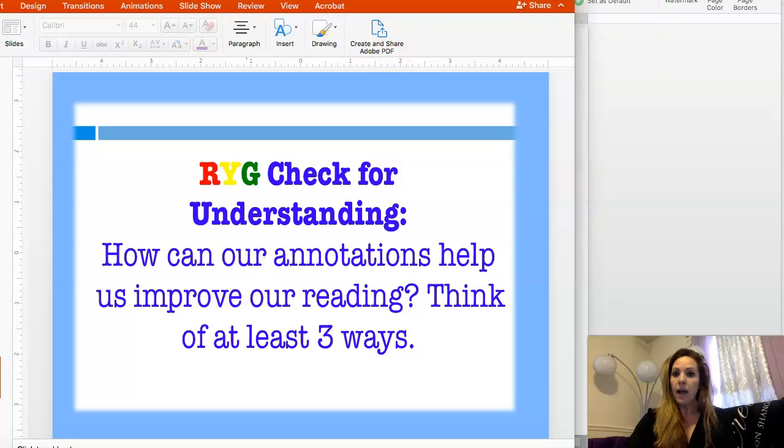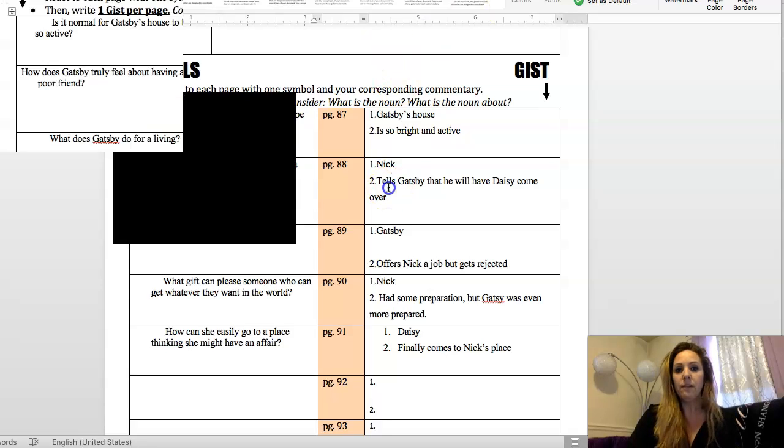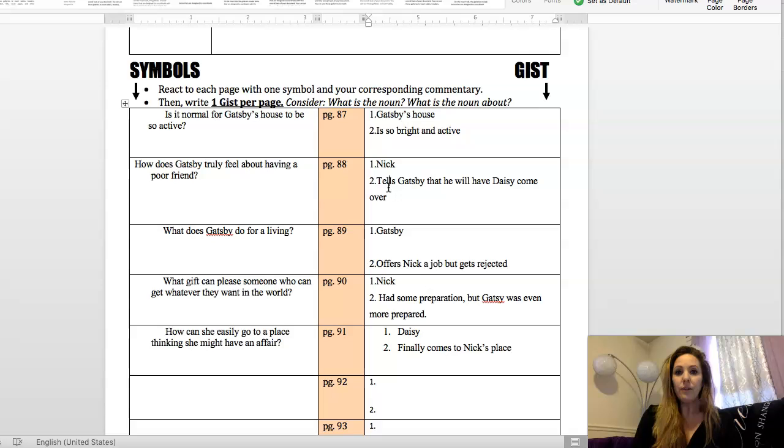Let's take a look now at what a student did when he turned in his gist work for Chapter 5 of The Great Gatsby. So I'm going to show you a couple examples because this student does a great job of being green, okay? And I know that they understand the annotation strategy and that they also understand those first 5 pages of The Great Gatsby really, really well. Now, they did turn in their whole gist tracker, but I'm only going to show you a sample because I really want you to think through your own work if you're right now working on that as well.